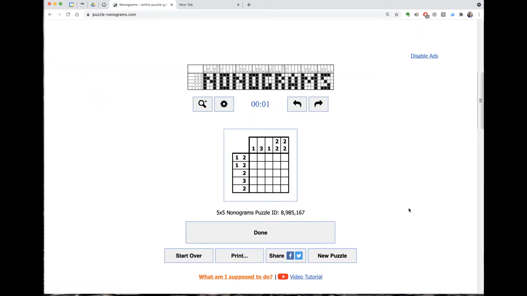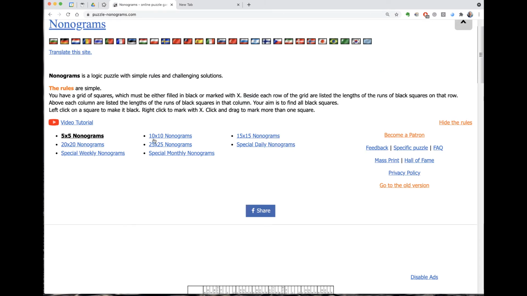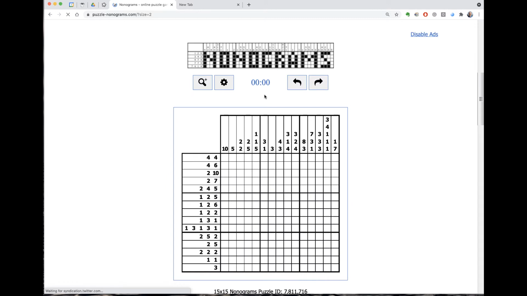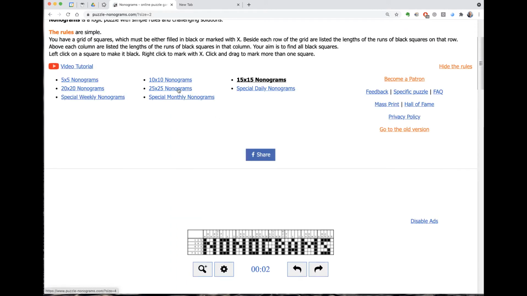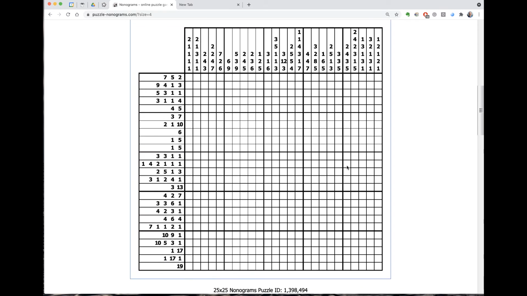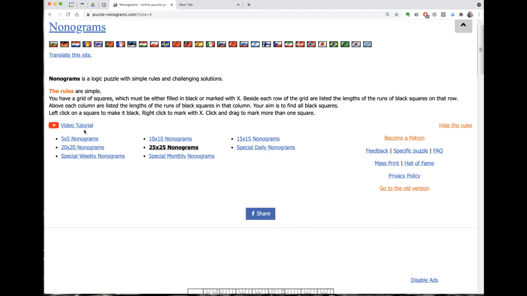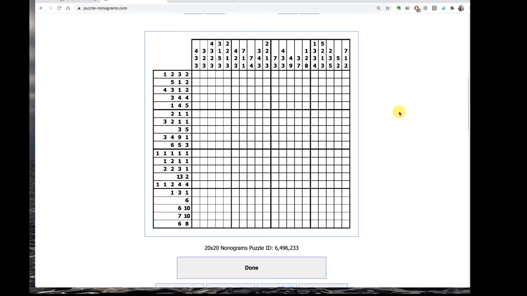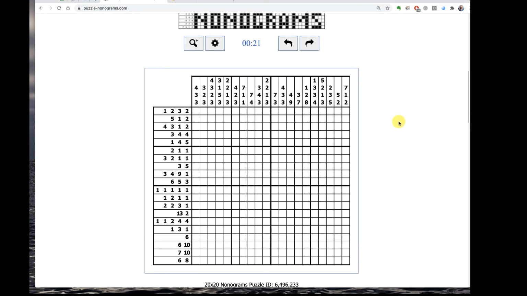Now, if you watched my introductory nonogram video, you may remember that we used the 5x5 grid. If you scroll up to the top of the page, though, you see that they've got a 10x10 puzzle. They've got a 15x15 puzzle. They've even got a 25x25, and man, that is just big and huge and kind of scary. That's a little big for me, so I opt normally for the 20x20. So here is a 20x20 puzzle.